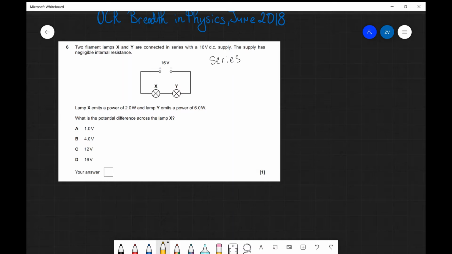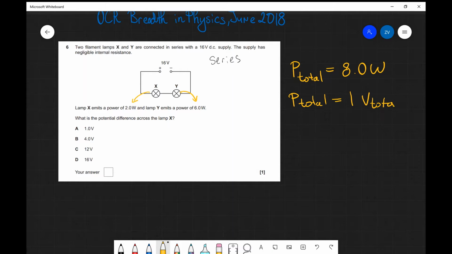Well, let's try and answer what is the total power dissipated in the circuit. If bulb X emits 2 watts and bulb Y emits 6 watts, then the total power in the circuit is going to be 8 watts. We can use that the total power is equal to the current multiplied by the total potential difference. So P total is equal to IV, where V is the total potential difference.